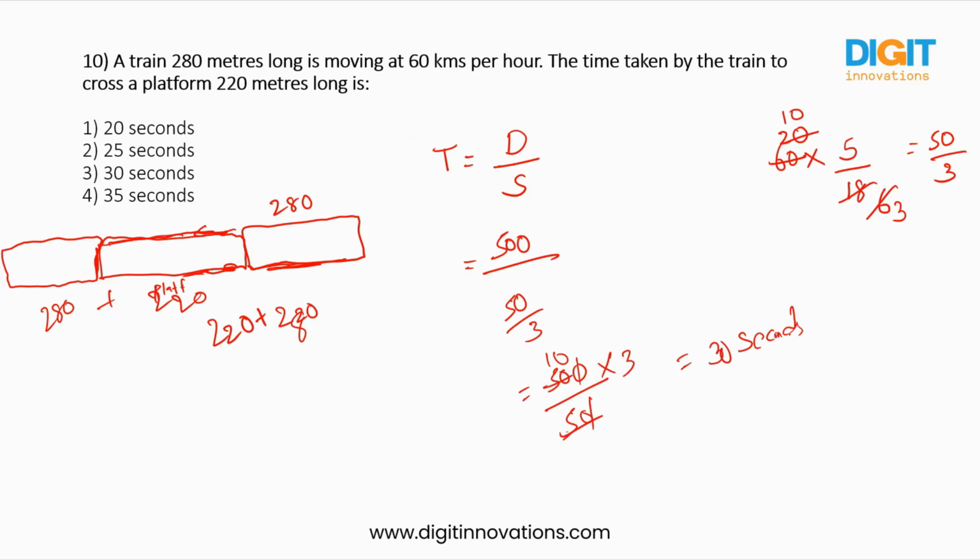Okay. So as the speed is in meters per second and the length is in meters, the time will be in seconds. So I hope you're clear with this, and this is the first part of Tech Mahindra aptitude question papers.